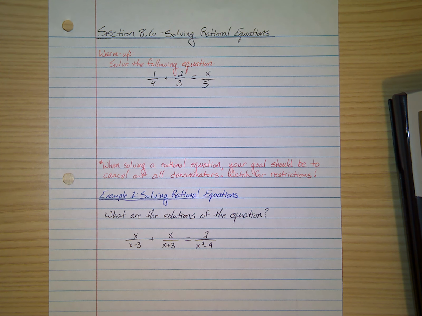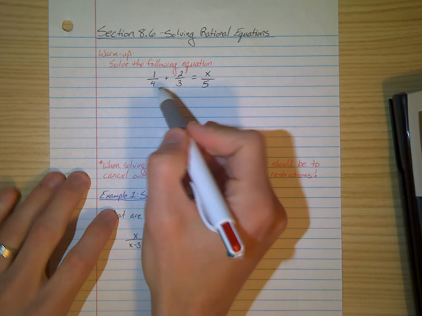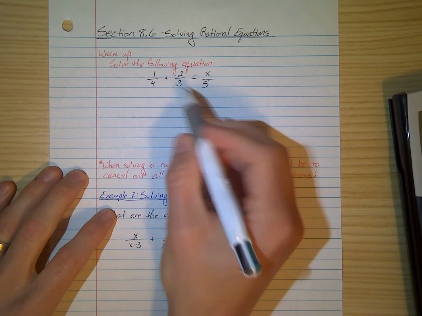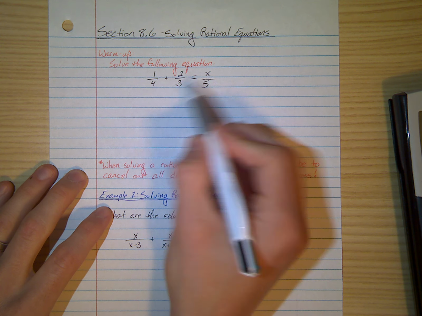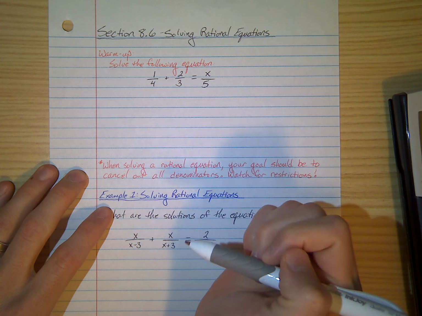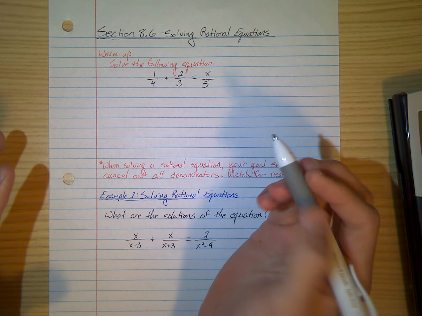Okay, so to start with, I want to warm up with a very, very simple rational equation. You have 1/4 plus 2/3 is equal to x over 5. Now, in looking at this, you might see a couple of fractions here, and you might try to just add these together and then end up multiplying by 5. And you can certainly do that.